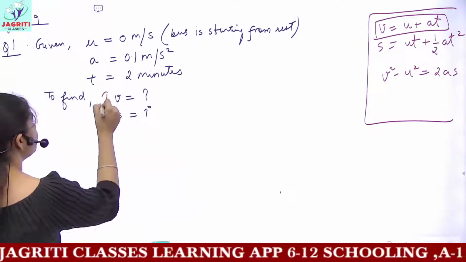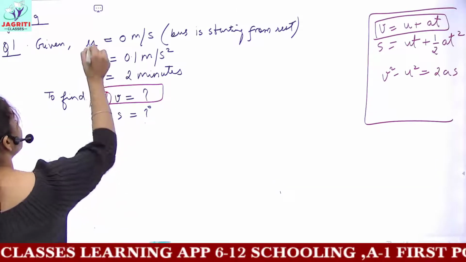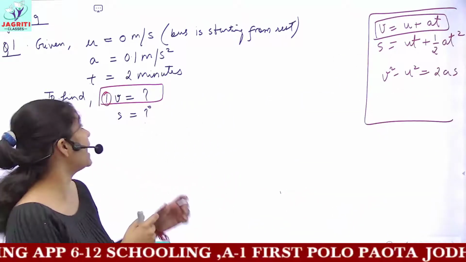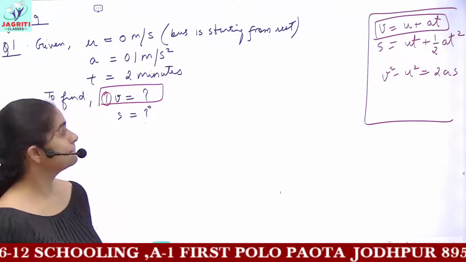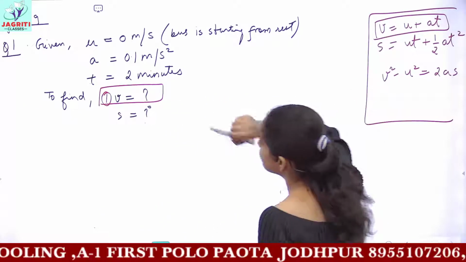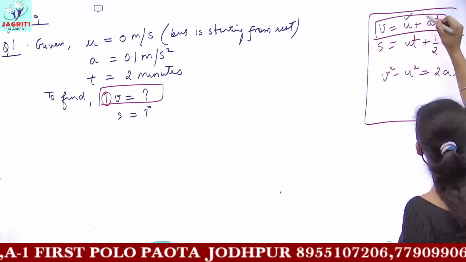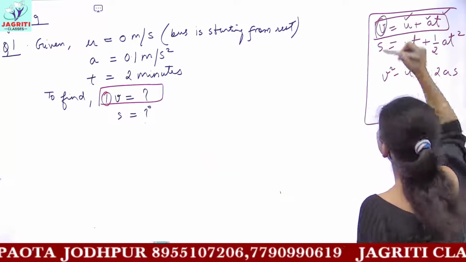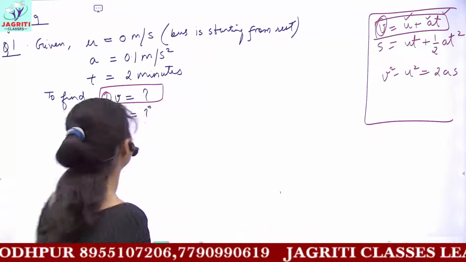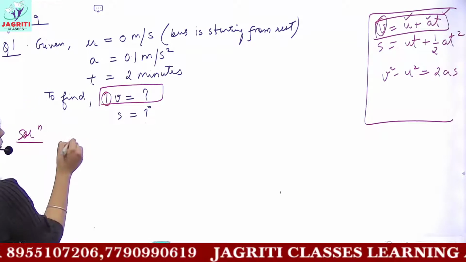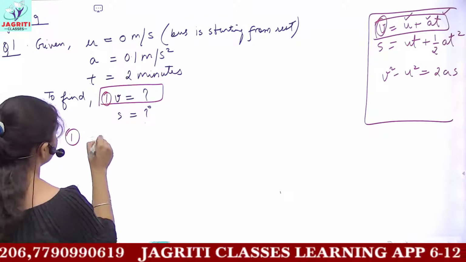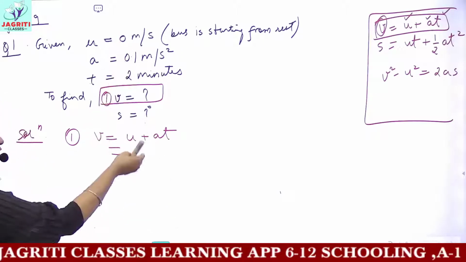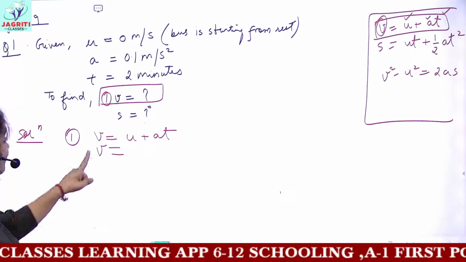So let's see, our first question is to find v, and you are given u, a and t. Now you have to decide from which equation you can find this final velocity v. From the first equation, you are given u, a and t, that is, their values have been provided, and you have to find v. So we can apply the first equation here. For finding the final velocity, from the first equation you know v = u + at. Now it's quite simple, you just put in the values and you can find the value of your final velocity.